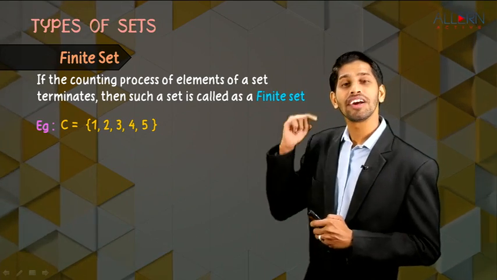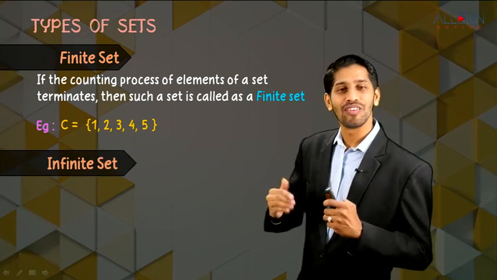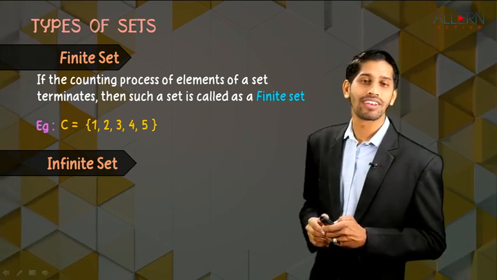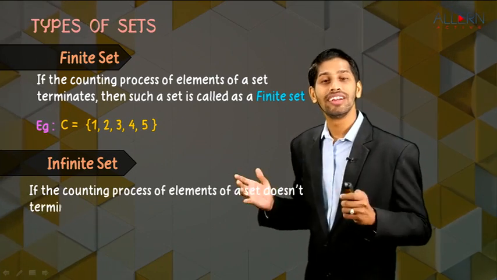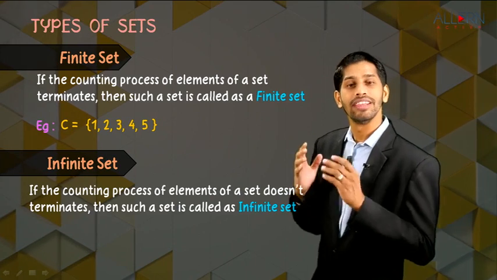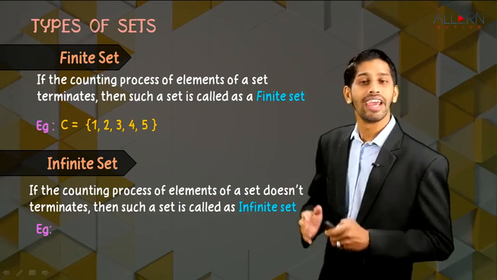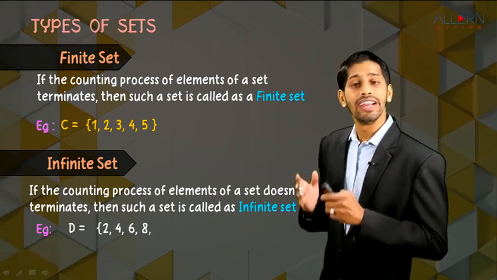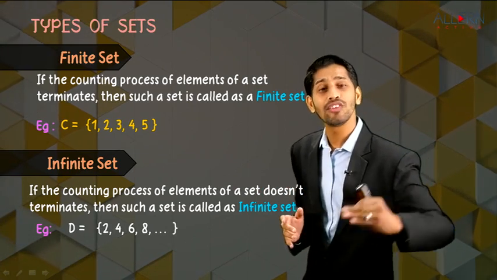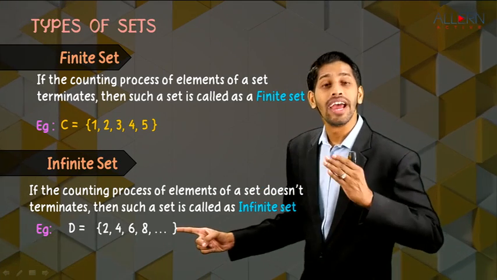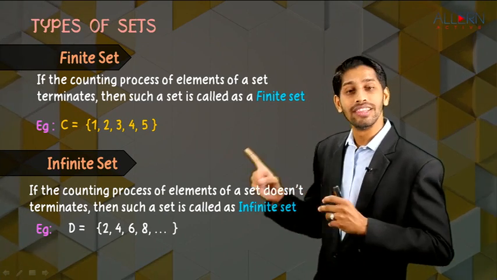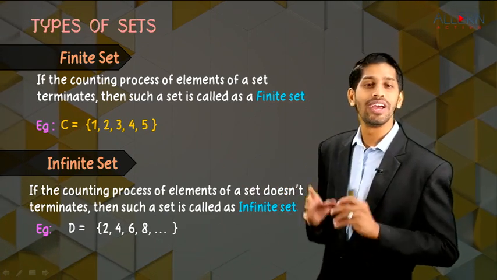And the fourth is the opposite of finite, that is infinite. Finite means counting of elements terminates, so infinite means counting of elements does not terminate. So the definition is, if the counting process of elements does not terminate, then it is called an infinite set. An example, if we just take, D is equal to, we can write any elements 2, 4, 6, 8, 10 and so on. It does not end, it does not terminate, that means we are not able to count it. Therefore this example belongs to an infinite set.